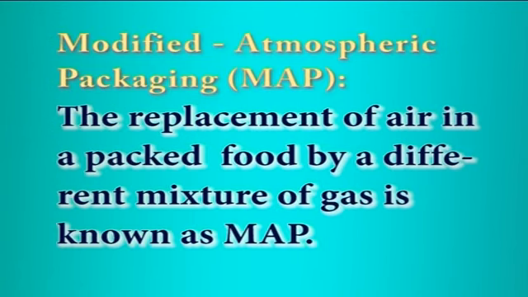Modified atmospheric packaging, or MAP. The replacement of air in a packed food by a different mixture of gas is known as MAP. The proportion of each gas is fixed when the mixture is introduced during food packing. The ability of modified atmosphere packaging to extend the shelf life of food has been recognized for many years. There are several techniques by which the atmosphere surrounding a product can be modified.